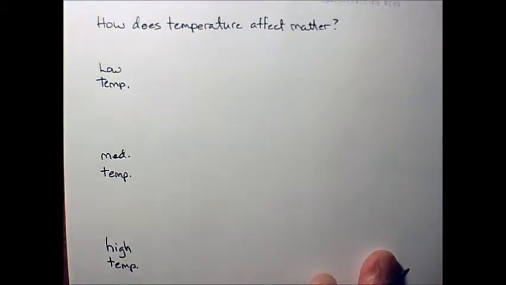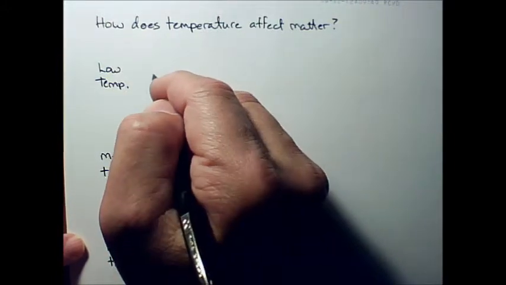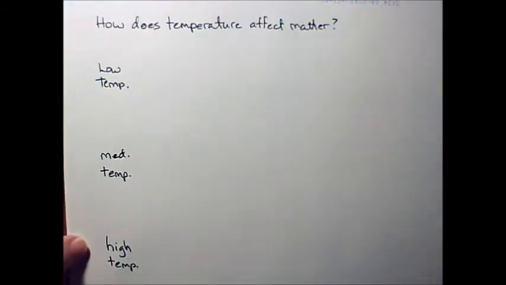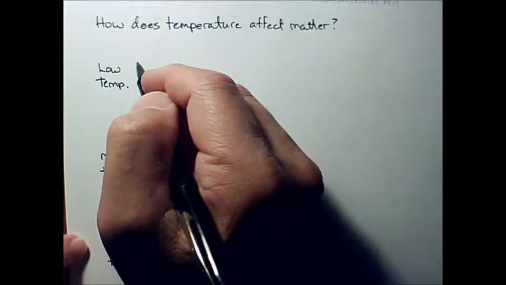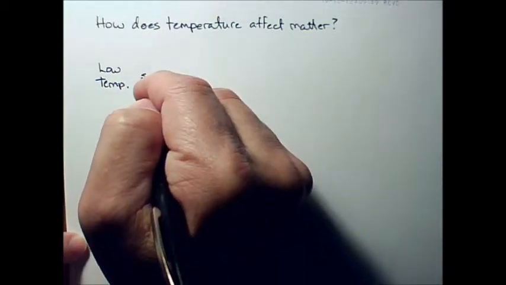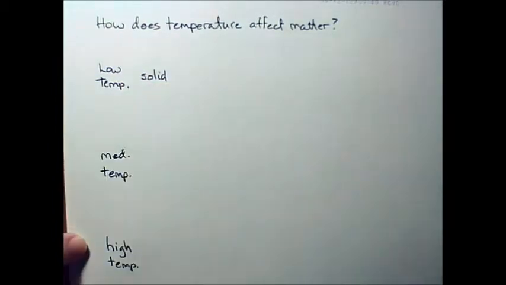How does temperature affect matter? Okay, let's see. If something is at a low enough temperature, what state of matter will it take up, or will it form? If you get the temperature low enough, all substances will become a solid. Well, liquid within a solid, yeah. So solid. Okay. Raise the temperature, you get what?